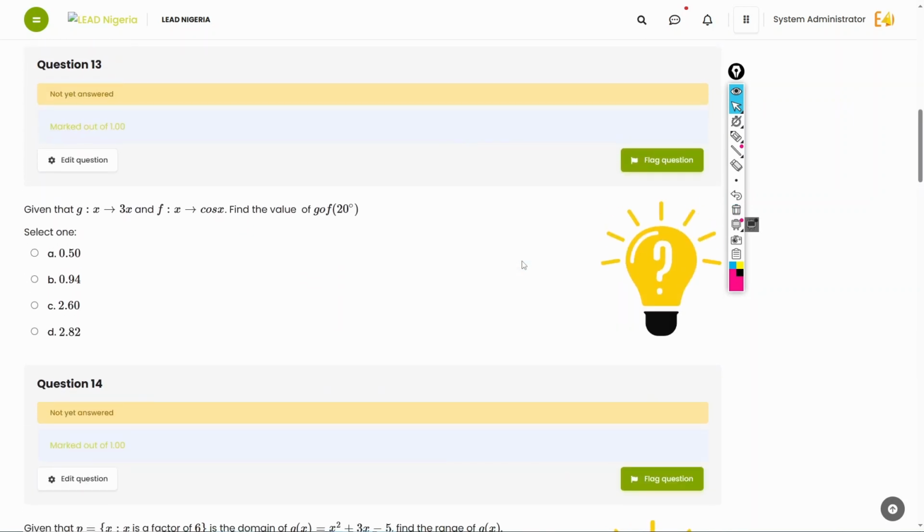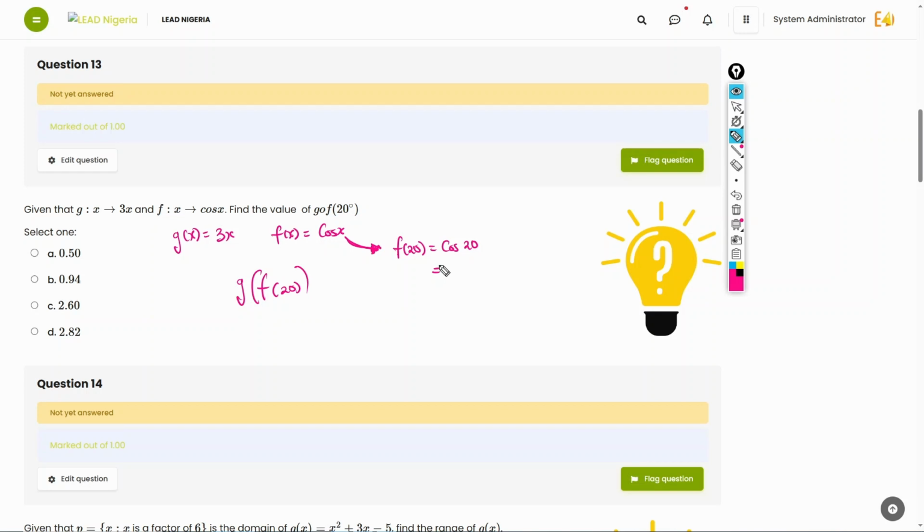All right, so given that g of x is 3x, and f of x is cos x, find g of f of 20. So first of all, find f of 20, and then we plug it in. So going by this, what's f of 20 going to be? f of 20 will be cos 20 in degrees. So make sure your calculator is in degrees, not radians.